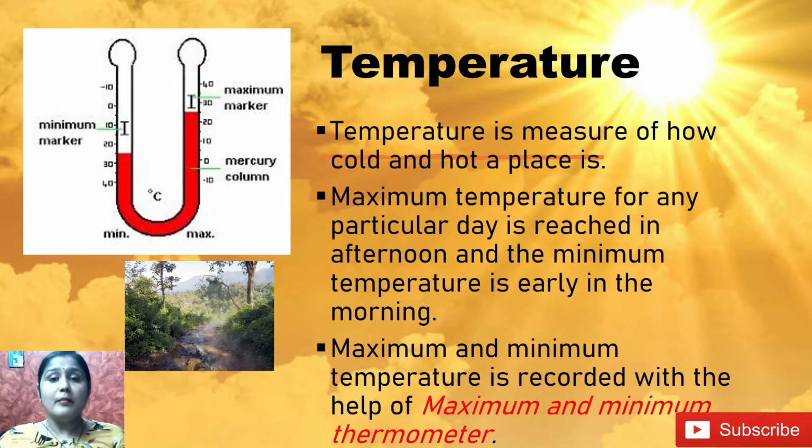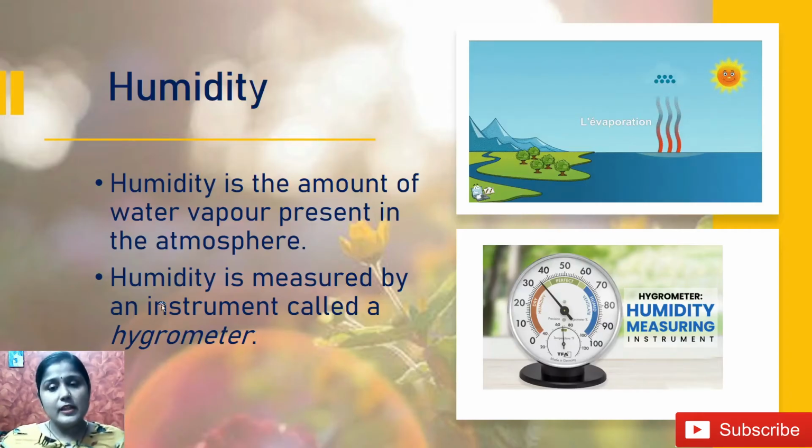Now next is humidity. What is humidity? Humidity is the amount of water vapor present in the atmosphere. Well, how does this humidity come in the atmosphere? Water, with the heat of the sun, evaporates from the water bodies and gets collected into the atmosphere in the form of water vapor. And when these water vapors are present in the atmosphere, we can say that the atmosphere is humid.